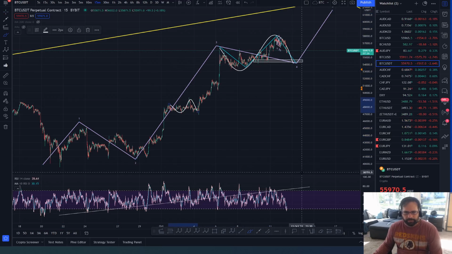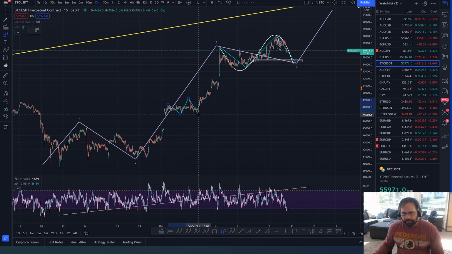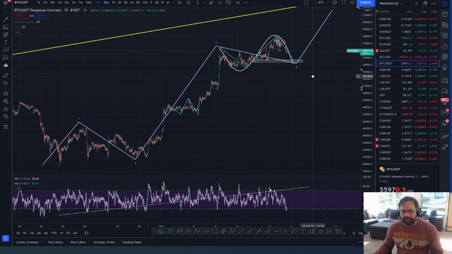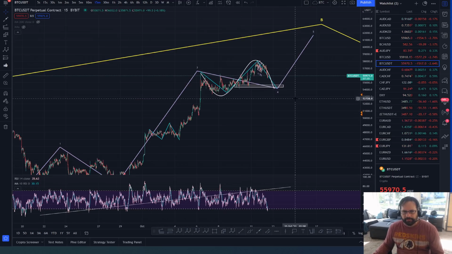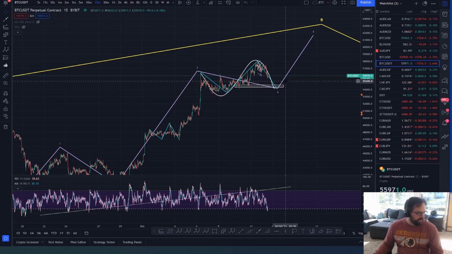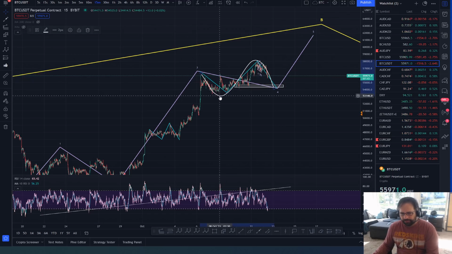That's a place where it did it right there, where you had a running flat or an expanded flat right here, and then it goes up for the next move. That's basically a lot of what Bitcoin likes to do, especially in the 4th wave. So that's what we're looking at. That's the idea that I'm operating under right now, based on the wave structures that I'm seeing.